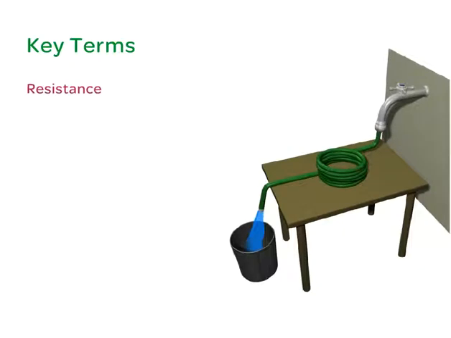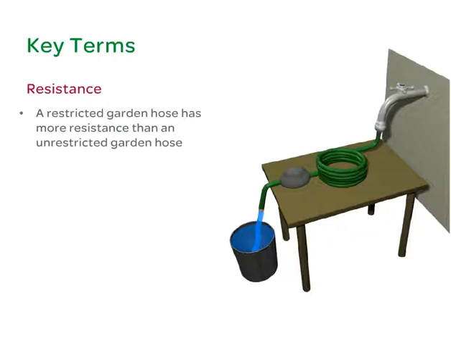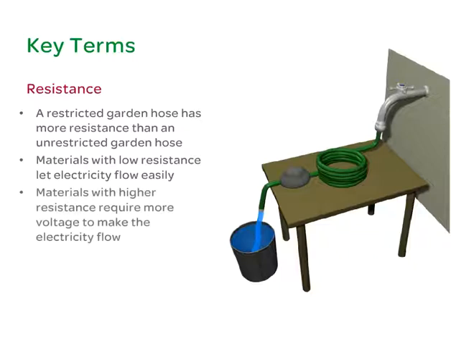Our garden hose analogy can also help to explain resistance. Consider a garden hose which is partially restricted by a large rock. The weight of the rock will slow the flow of water in a garden hose. We can say that the restricted garden hose has more resistance to water flow than does an unrestricted garden hose. If we want to get more water out of the hose, we would need to turn up the water pressure at the faucet. The same is true of electricity. Materials with low resistance let electricity flow easily. Materials with higher resistance require more voltage to make the electricity flow.